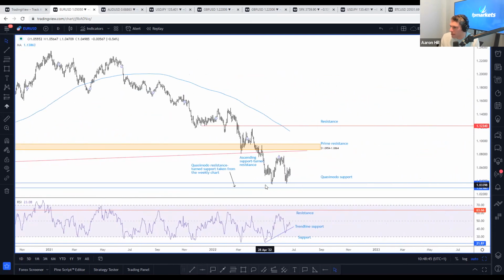Okay, and that's what happens once we tested the area. This was in my market analysis before it happened. This isn't just something I've been cherry picking. You can go back to my analysis and see that I've pointed this out, because this was close to the Quasimodo support from all the way back there. This is also close to a Quasimodo resistance turn support from the weekly chart, guys.